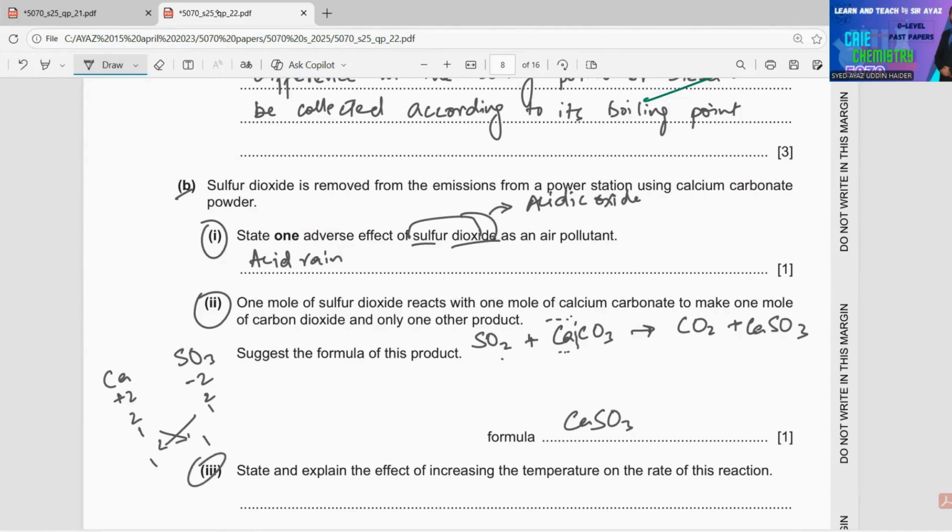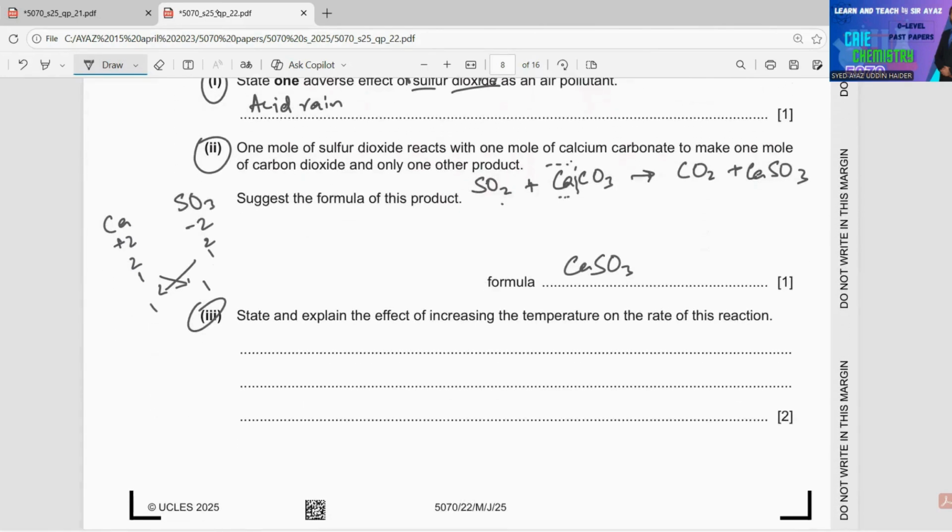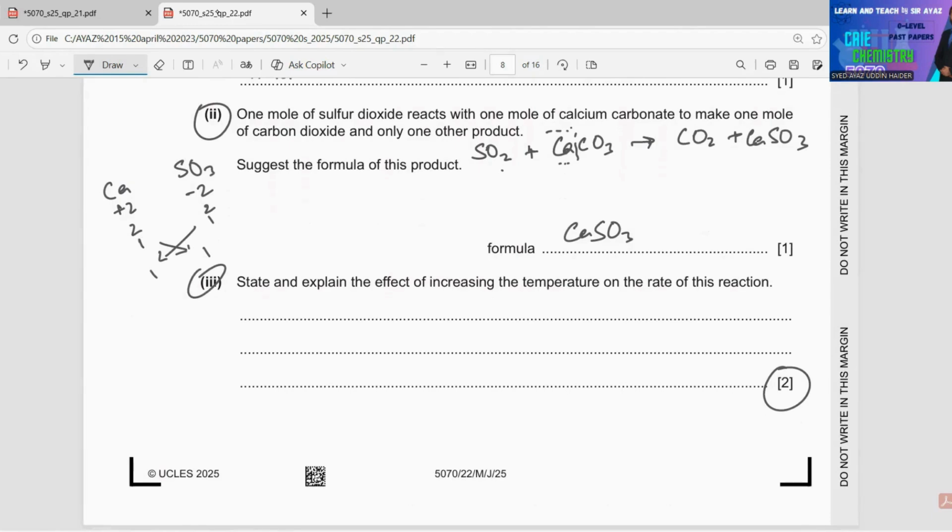Part 3, state and explain the effect of increasing the temperature on the rate of this reaction. Now they are asking about the rate. So this question is of 2 marks. You're not going to gain a mark for the statement, but this statement is very important, that you have to write the effect of increasing the temperature on the rate of reaction. So what will happen to the rate of reaction? Rate of reaction increases. This must be the first statement. It should be there.